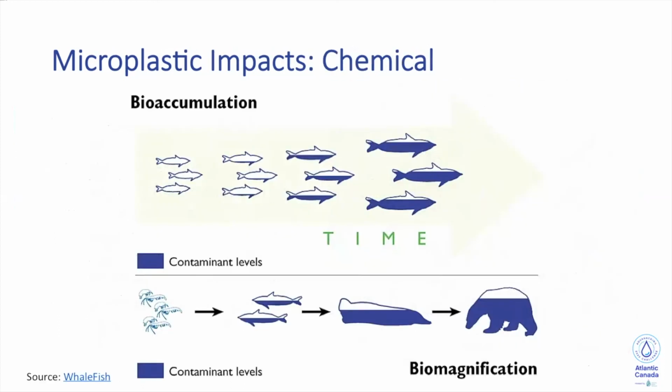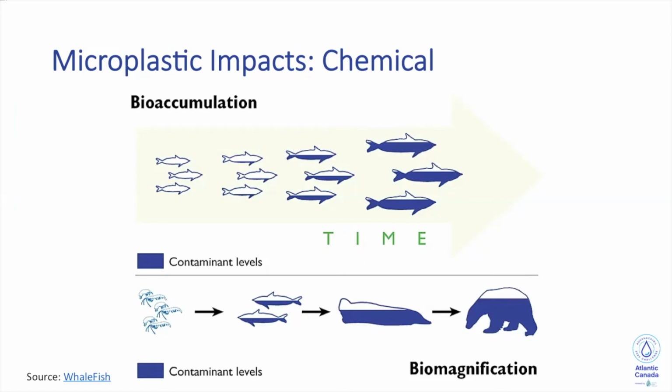We noted in the last slide that small organisms can ingest microplastics, and we can actually see that that will biomagnify across the food chain. So it may be a small contaminant level in the zooplankton, but it will increase in the fish and even more so in a seal and possibly even more so in something like a polar bear. So those chemical contaminant levels and toxicity that a microplastic pellet inherently has can actually get worse throughout the food chain.